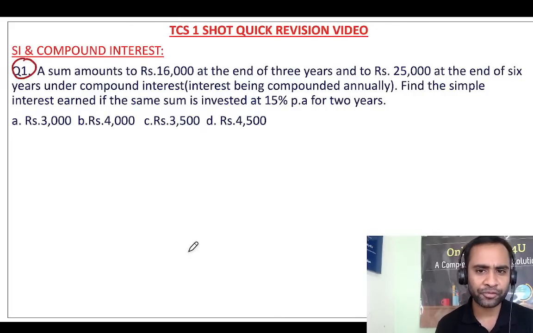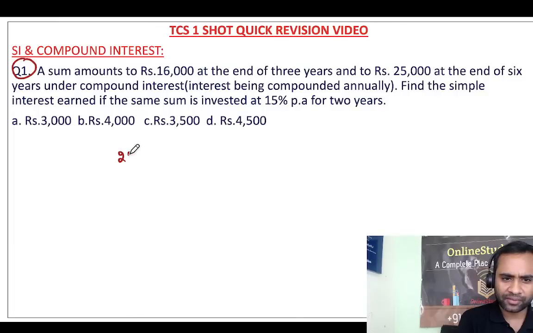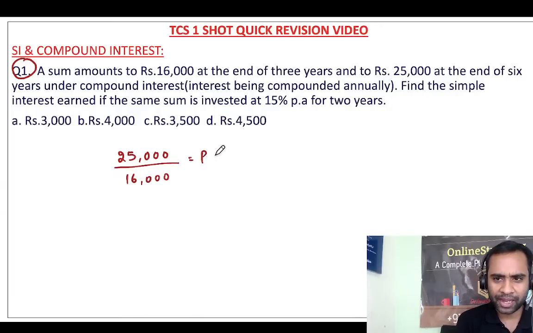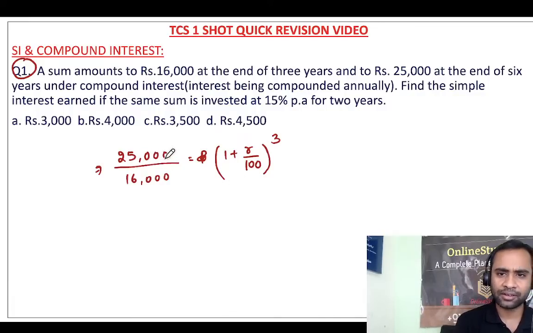Now a sum amounts to rupees 16,000 at the end of 3 years and rupees 25,000 at the end of 6 years. See, this I can directly write, because once you attend the basic classes, you will have a lot of idea. So here 1 plus r by 100 to the power 3. Once you attend the basic class, you will have a lot of idea, and then you can directly do it.